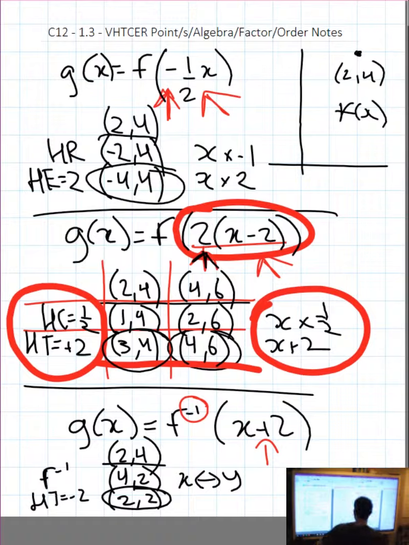Remember, function operation stuff first. An inverse calculation like switching x and y we do first, and then we do everything else after that, remembering we do translations last.